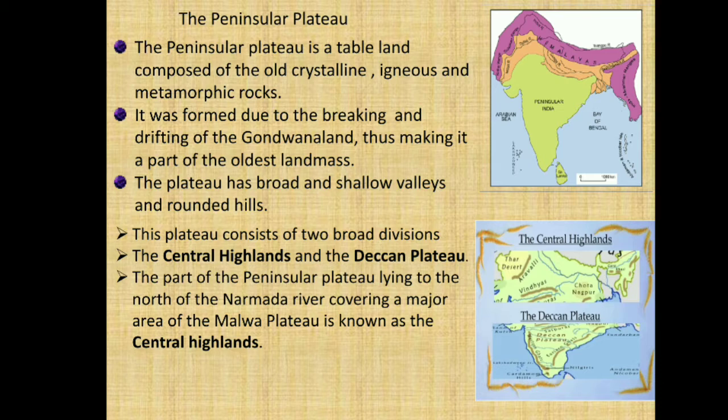The part of the Peninsula Plateau lying to the north of the Narmada River, covering a major area of the Malwa Plateau, is known as the Central Highlands. So locate it on a map and understand it clearly.